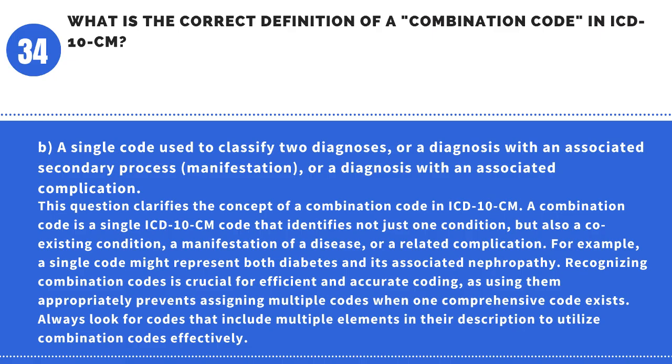Recognizing combination codes is crucial for efficient and accurate coding, as using them appropriately prevents assigning multiple codes when one comprehensive code exists. Always look for codes that include multiple elements in their description to utilize combination codes effectively.